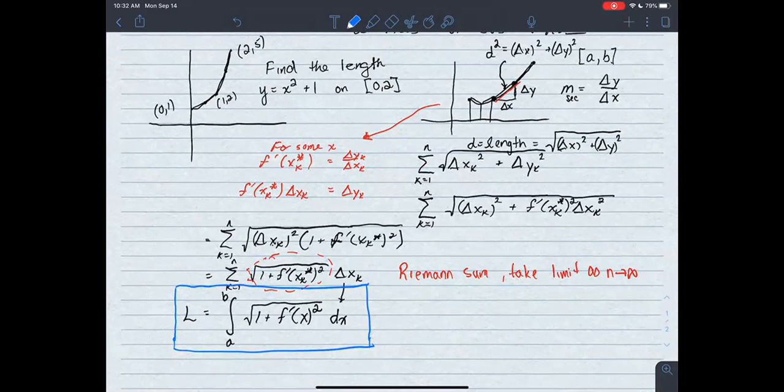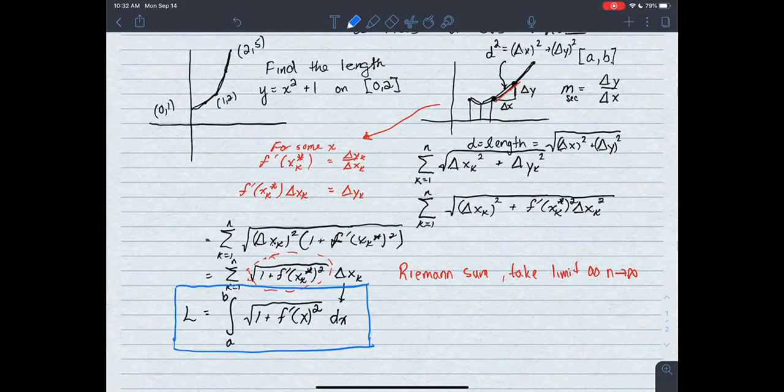We'll do most of those problems using a calculator to evaluate the integral. So the setup is going to be the important thing, and then you can go off and use technology to do the calculation. All right, let's check this formula for our last two problems.